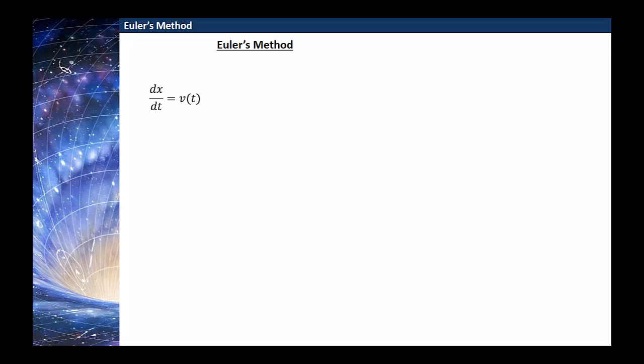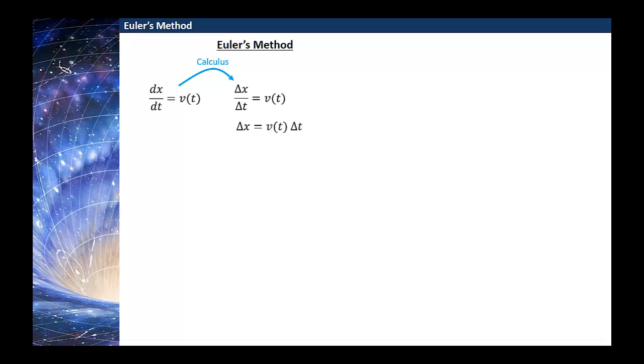So the first thing we do is we essentially do calculus in reverse. We're going to turn that dx/dt, that derivative, into delta x over delta t, with finite differences, delta x and delta t, still equal to v(t). Well, let's isolate delta x here and multiply delta t on both sides. So I have delta x is equal to v(t) delta t.